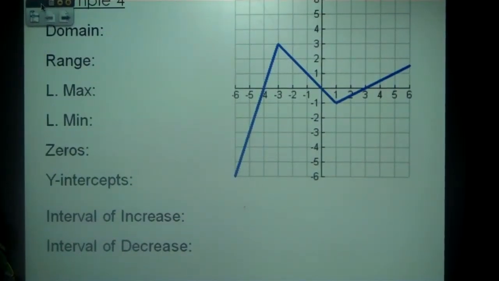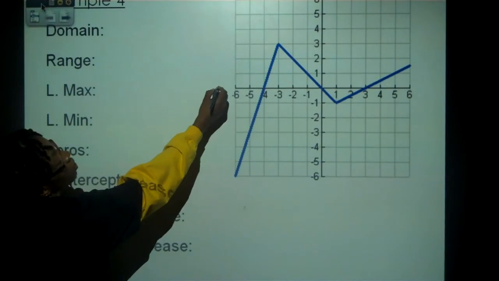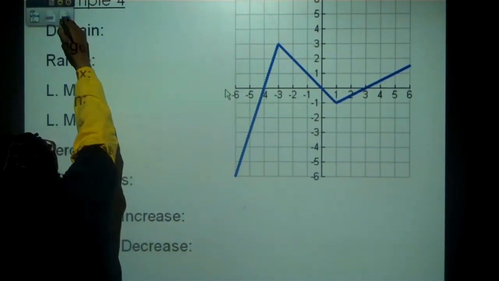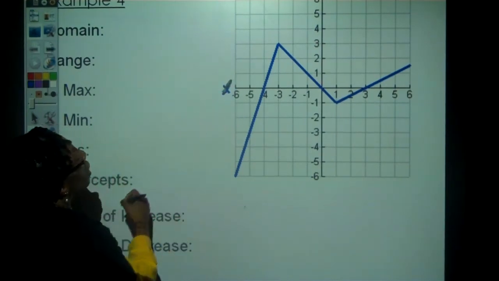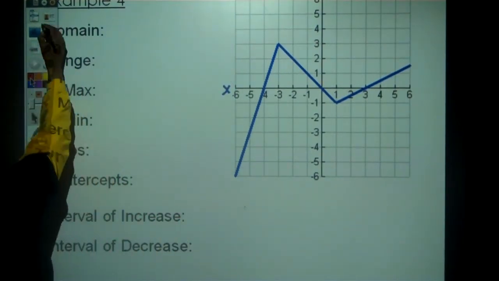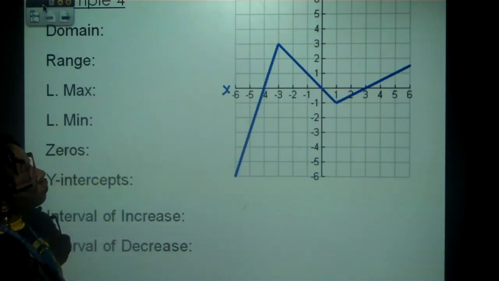Alright, today we're going to talk about the characteristics of functions. The first characteristic that we're going to talk about is domain. Our domain looks at how far across the x-axis our graph stretches. So if we look here, here's my x-axis, and we want to decide how far across the coordinate plane this graph crosses.